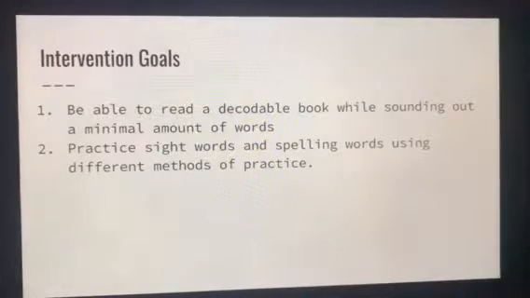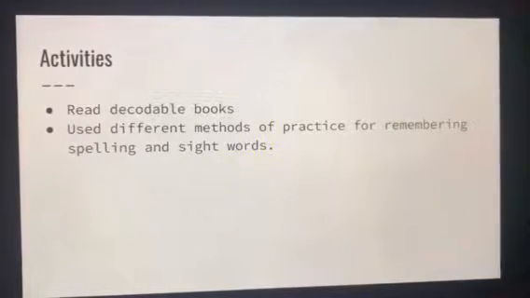The other one that I had was to practice her sight words and spelling words, and we used different methods of practice with this. And I just wanted to see what type of learner she was, and I know every student is different, so I just wanted to find the best for what would work for her in learning. And so these are some of the things that we did. The activities we did was read decodable books. We used different methods of practice for remembering spelling and sight words.